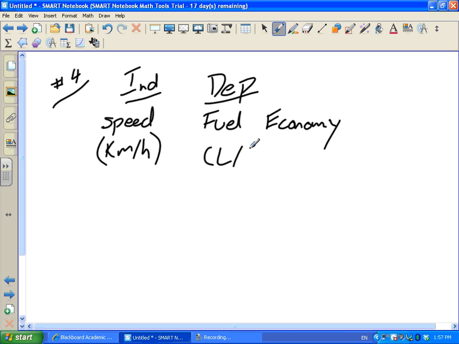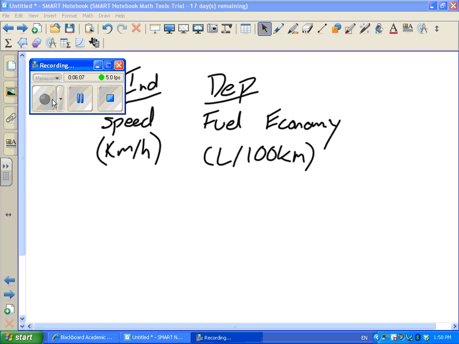liters per 100 kilometers. So what they're talking about is how many liters of gas the car uses when traveling 100 kilometers. So now that we figured out our independent and dependent variable, we need to make a graph, because question 4a says make a scatter plot of the data. So that's a good point.